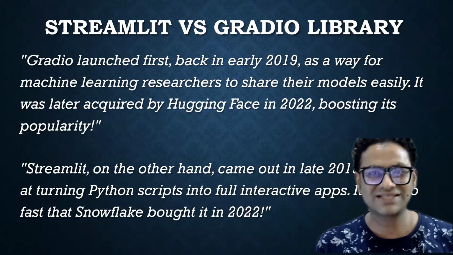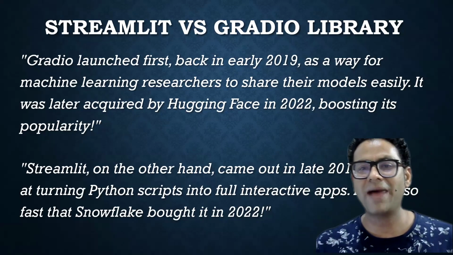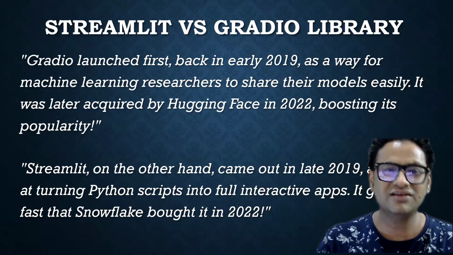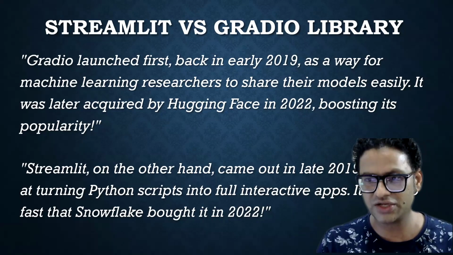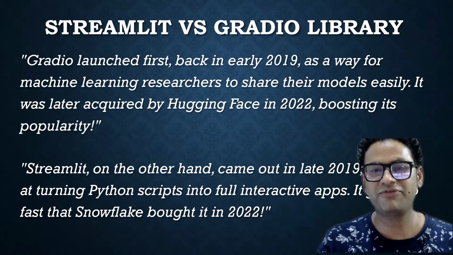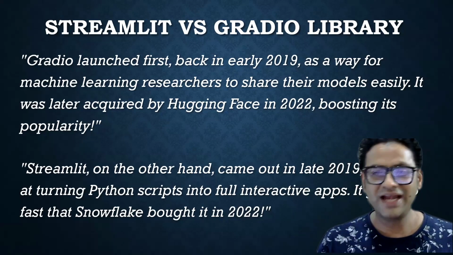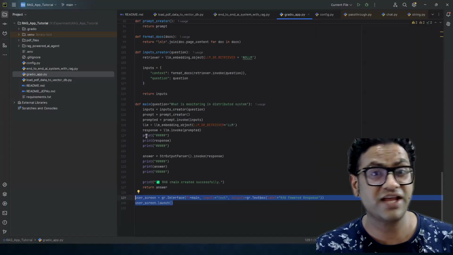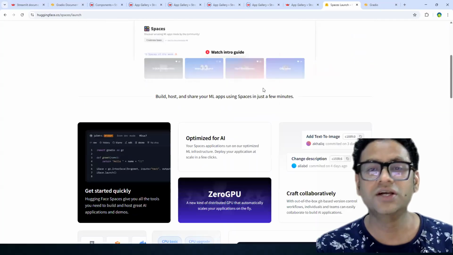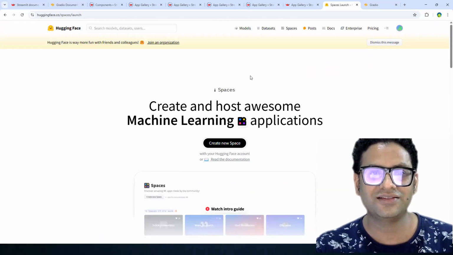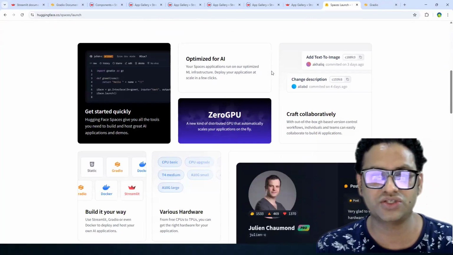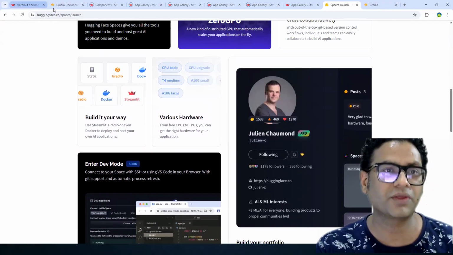As you can see on my screen, Gradio launched first, back in early 2019. It is really easy and was really helping machine learning researchers and data scientists share what their models' capabilities are. Because of its promising nature, Hugging Face acquired it in 2022. If you go to Spaces on Hugging Face, where we have a lot of good models, this is the place where you can find all the models which are being published, and they are heavily using Gradio.